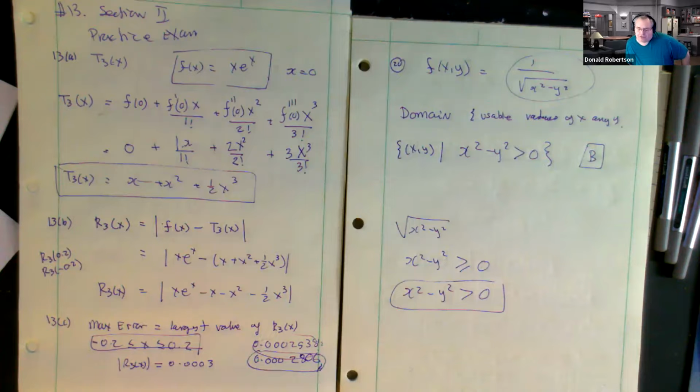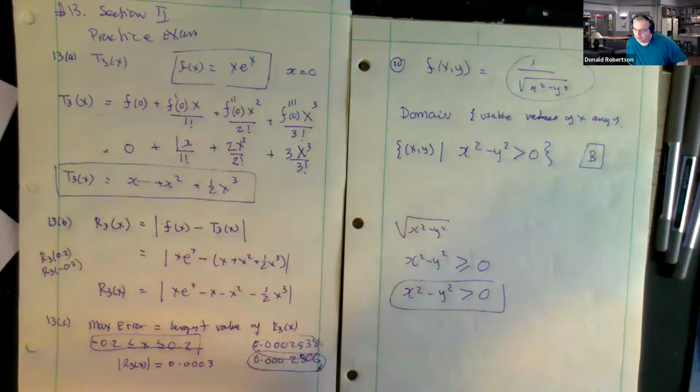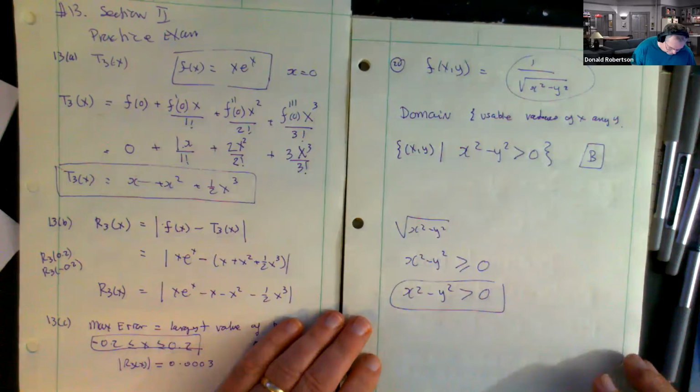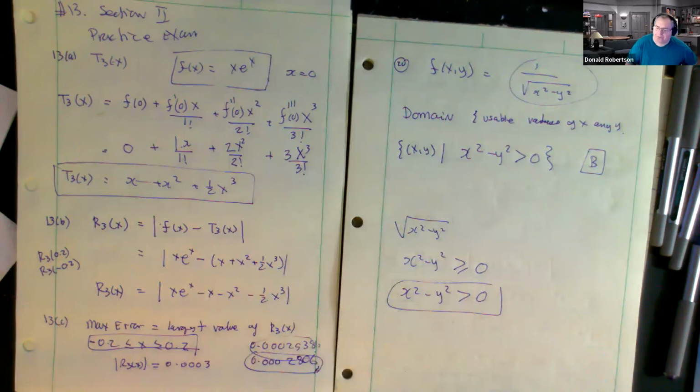So as long as the relationship is that x squared minus y squared is a positive number, you will be able to get the answer to this. And that's essentially what the domain is, right? The values of x and y that give you usable pairs of values, x and y.